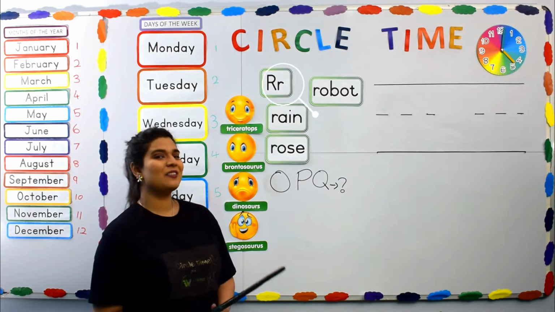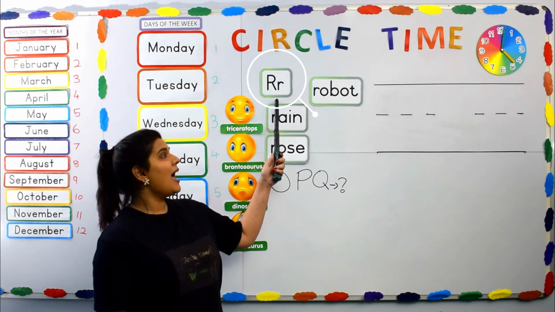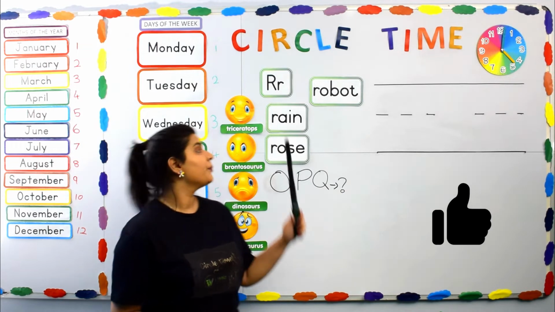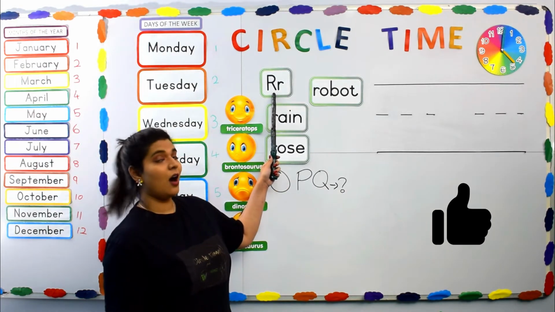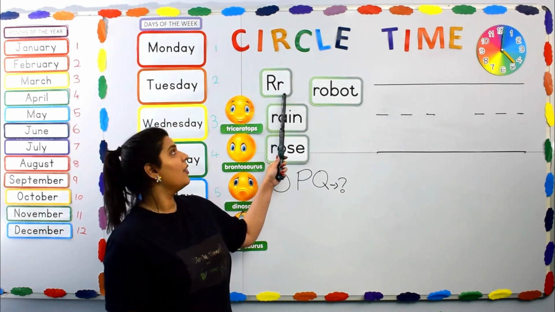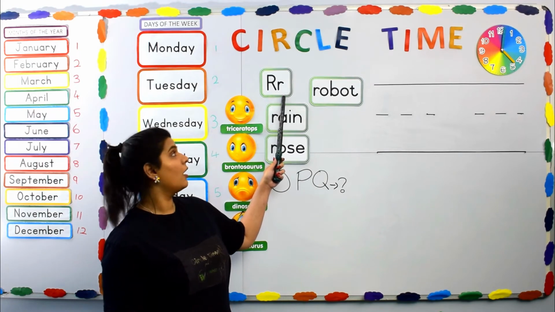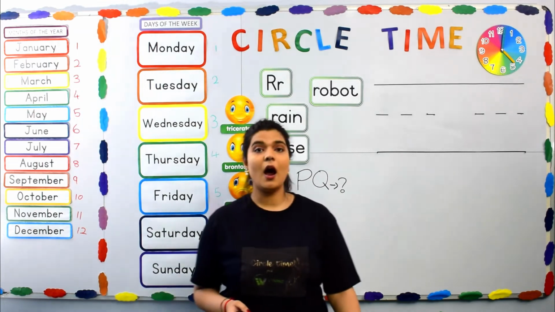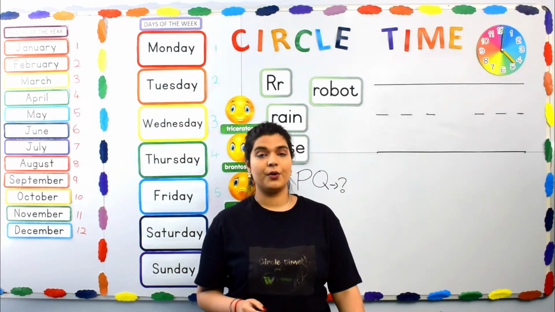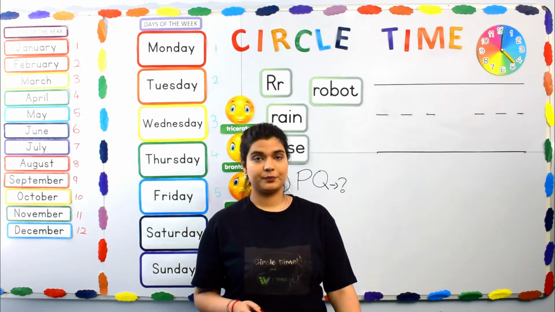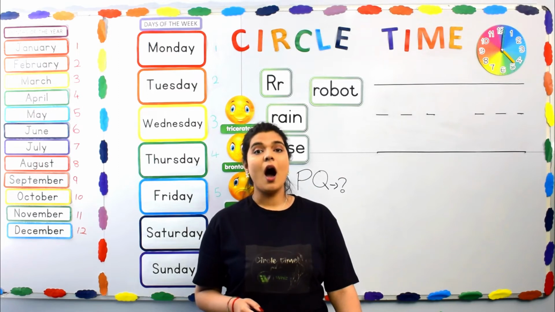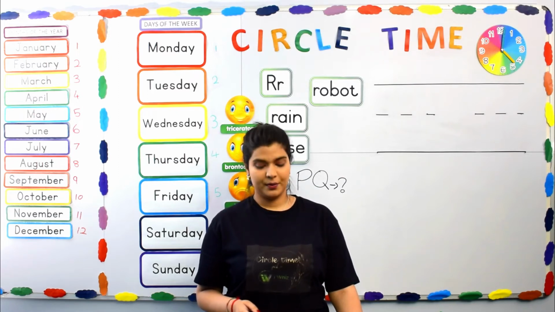Great job! Wonderful! Our answer is letter R. This is big letter R, capital letter R. This is small letter R. Now, what sound does R make? R makes the sound R. It's quite a cool sound to make, so let's do it again. R makes the sound R.